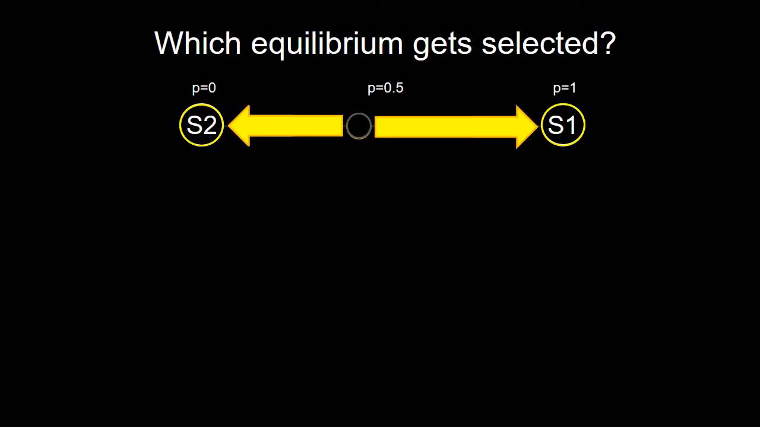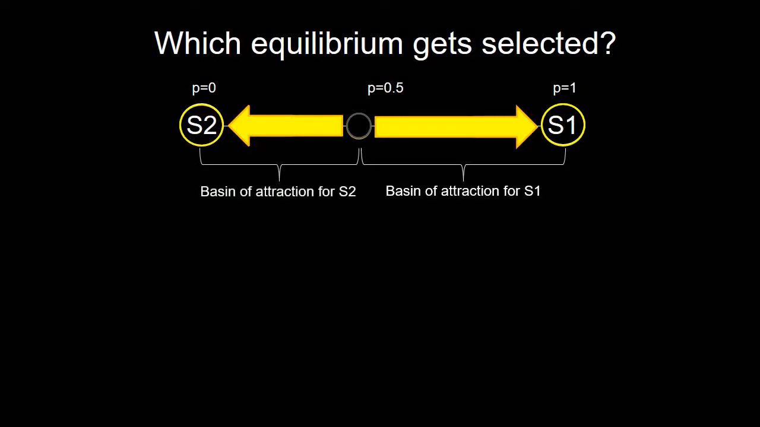And so you can have the terminology that everywhere but from here to here is the basin of attraction for strategy 1, because anywhere in here, you're going to wind up getting pushed to strategy 1. This is the basin of attraction for strategy 2. Anywhere in here is going to wind up at strategy 2.